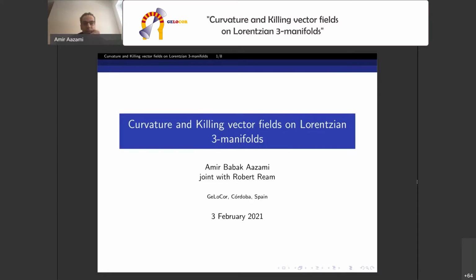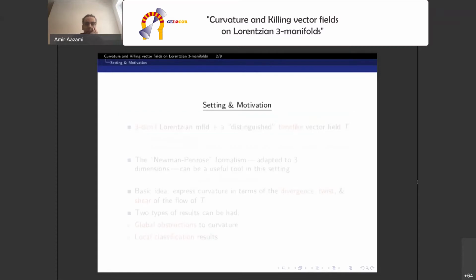What I'm going to be speaking about is joint with my colleague, Robert Ream. And so let me start with the setting and motivation for what we studied.